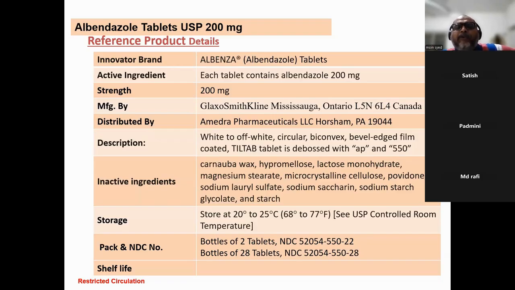Then description, of course, this is very important. White to off-white, circular biconvex tablet, bevel edge, film-coated tablet, debossed with AP and 550. Now, why is this information important? Because in generic, you have to match closely with the innovator. There are two reasons. First, if your formulation is going to replace the innovator, then your description and physical appearance should be almost the same, so that the patient doesn't get confused about what has changed in your product. So for marketing, it is important to match it.